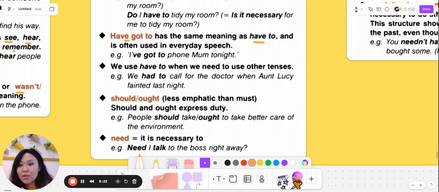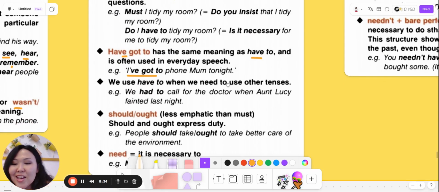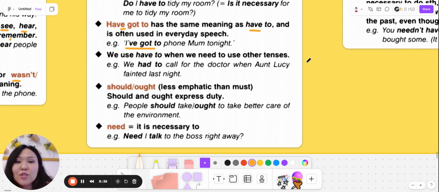Also, the same is about have got to and have to. And it's mostly used in everyday speech. I've got to phone mom tonight. I've got to go. I think you've heard such things. We use have to when we need to use other tenses. Yeah, must is for future and present.